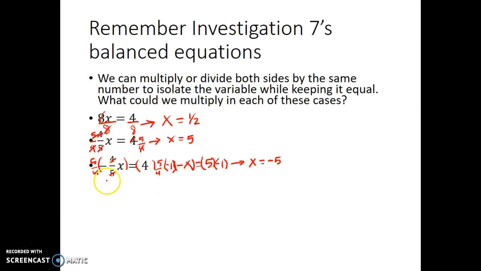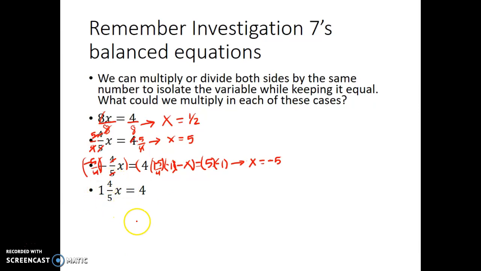But the other thing we could have done is, straight from the beginning, we could have said, to get rid of this -4/5, I can divide by -4/5, or that would be the same thing as multiplying by -5/4 on both sides. If we had multiplied by -5/4 on both sides, that would have immediately canceled out and become just 1x over here, and then -5 on this side.